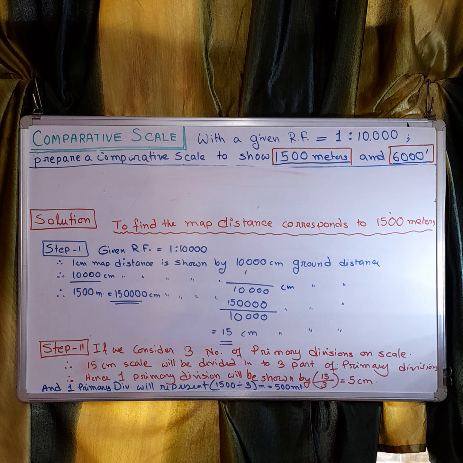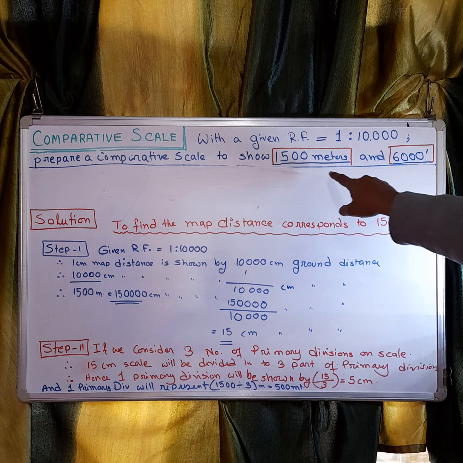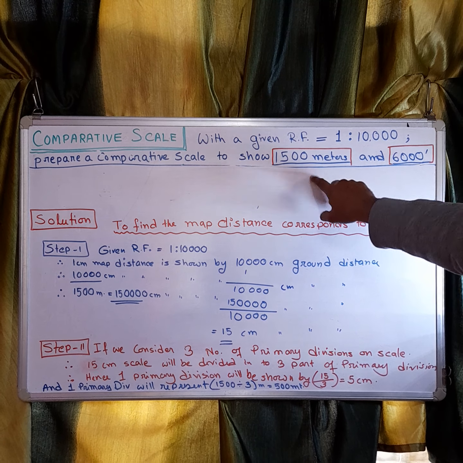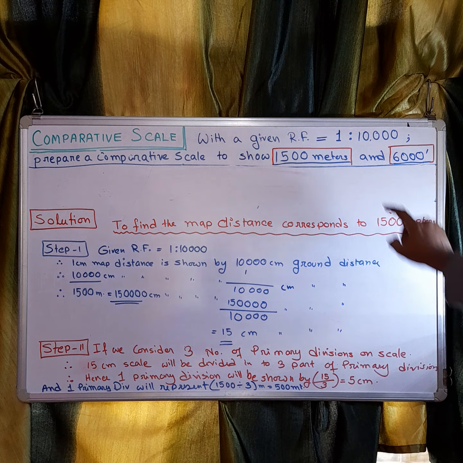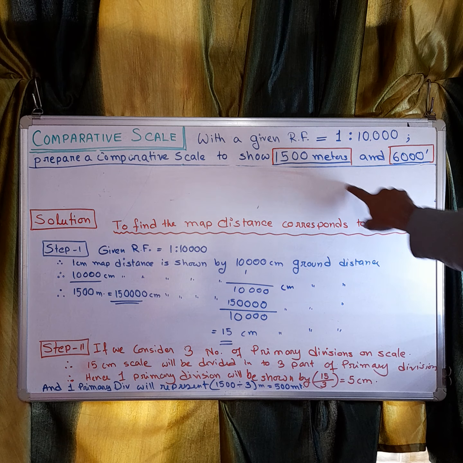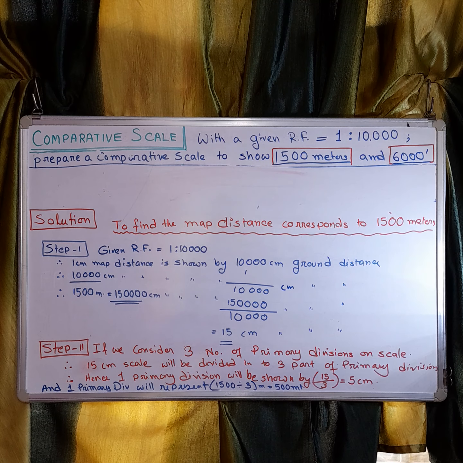So we have to read the question properly at the very beginning, and in the solution we are observing to find the map distance corresponds to 1500 meters. That thing first we will deal with this, afterward we will deal with this. So first of all we are dealing with this to corresponds to 1500 meters.